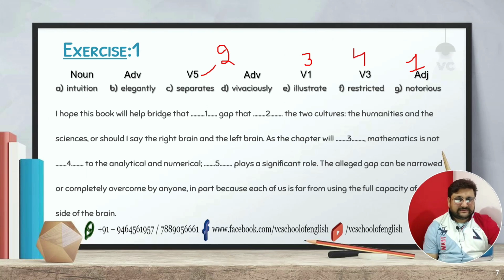Now let's take a look at the fifth blank. We have a plays. As I mentioned previously, whenever a verb is given and before the verb we have a blank, always look for a subject. Subject and object both are treated as a noun. We have only one noun, which is intuition. So the answer for the fifth is intuition. Let's move to the next question.